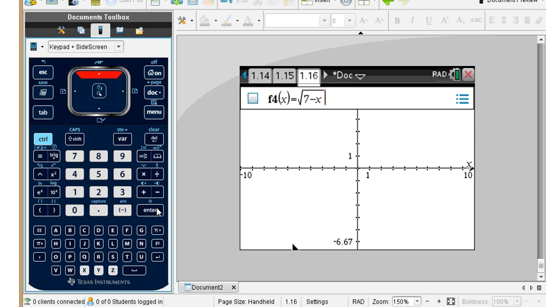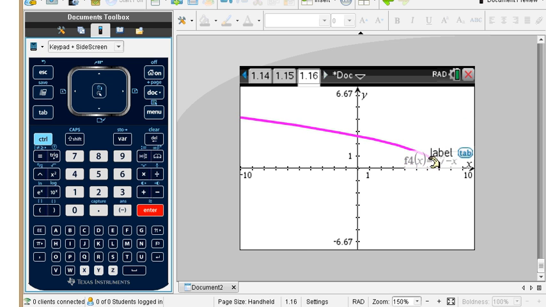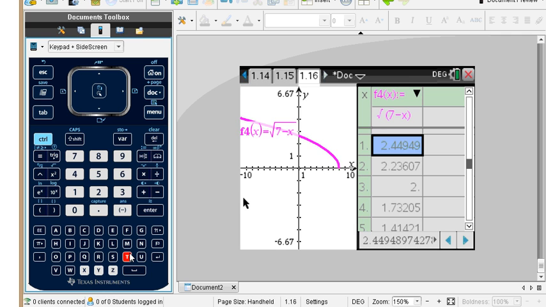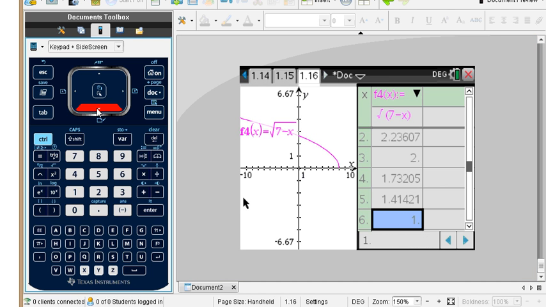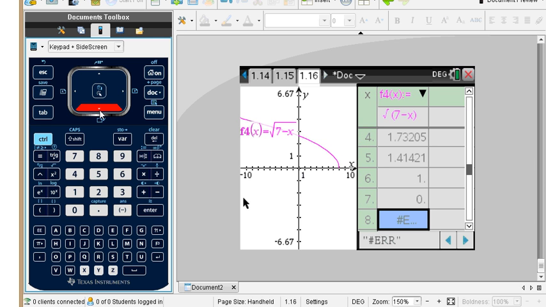There it is. Press enter. You see this function starting, going all the way from negative infinity up to and including x equals 7. We can tell that 7 is part of the domain because if we press Control T, we will see at x equals 7, the function is defined and equals 0, but greater than 7, error, this pound E error.